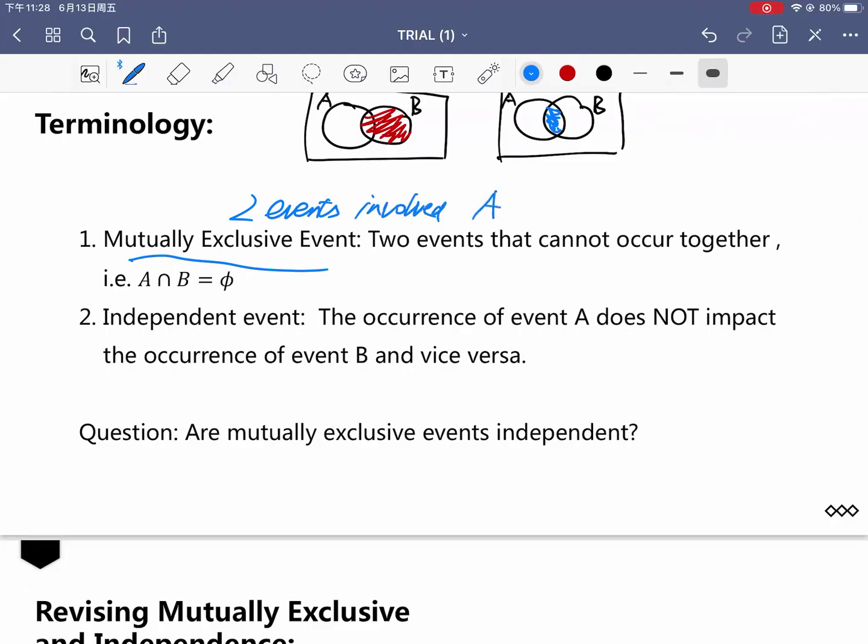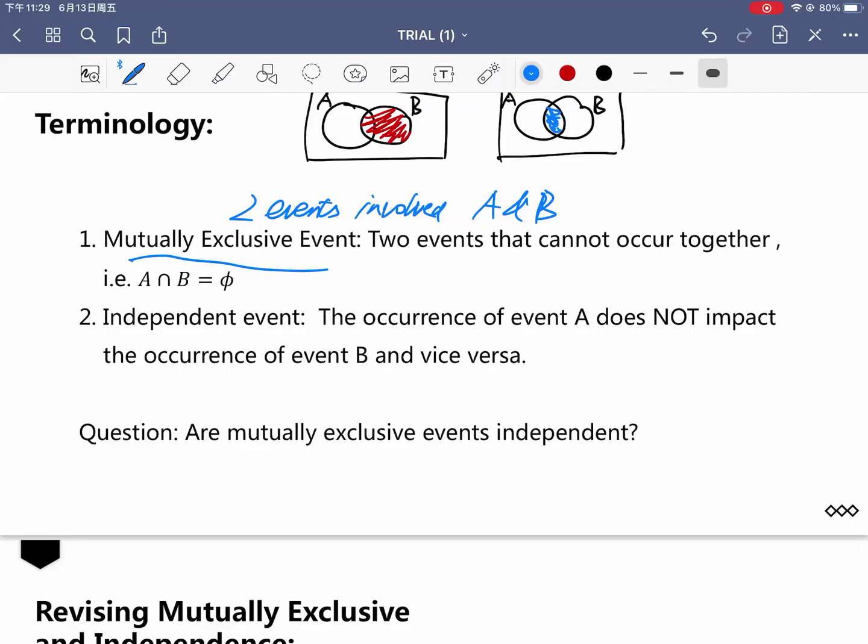We can call it A and B. When you have mutually exclusive events, it means that these two events cannot occur at the same time. In other words, their intersection is the empty set. For example, we can have A represent the event where you toss a coin and get an odd number, and B represent the event where you toss a die and get an even number.